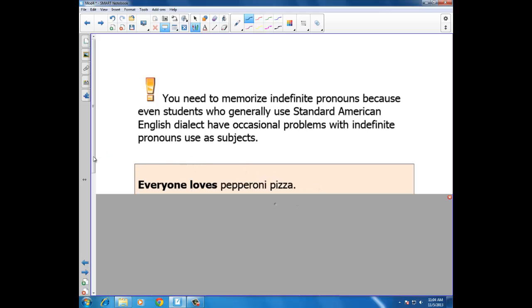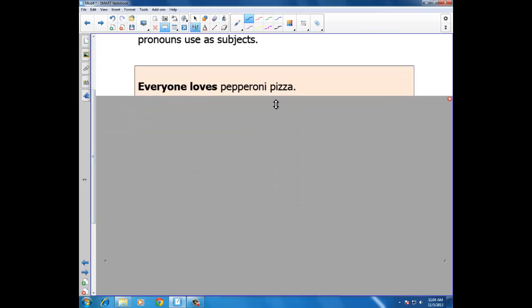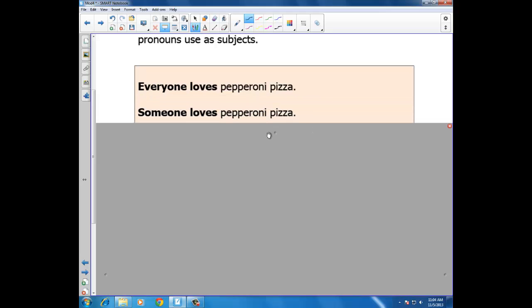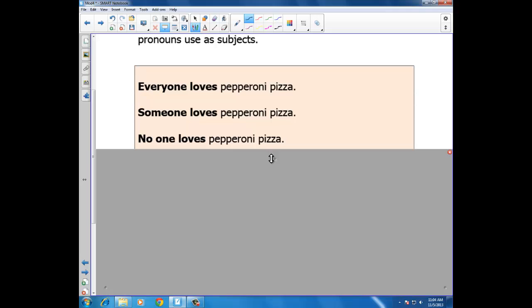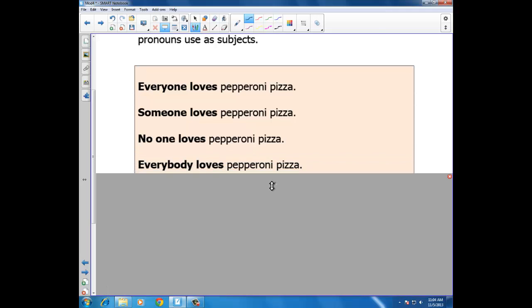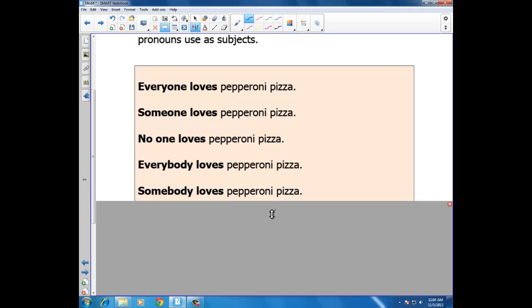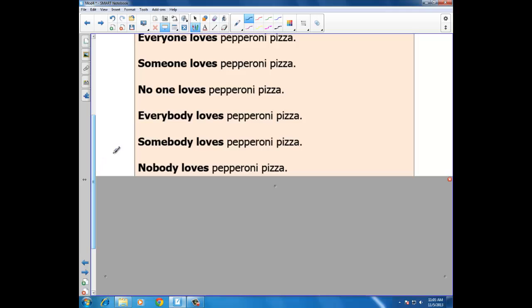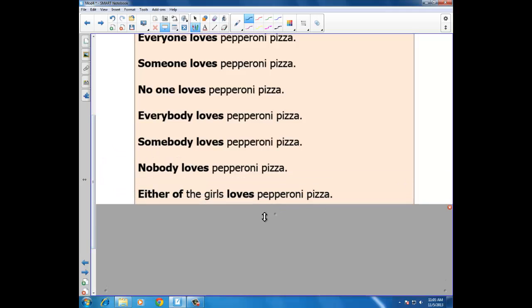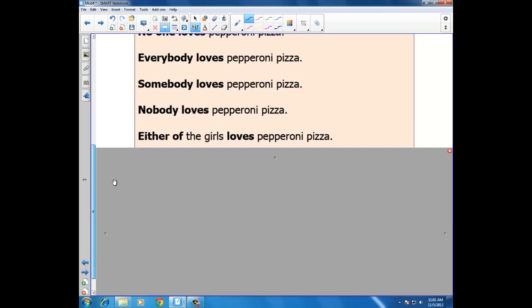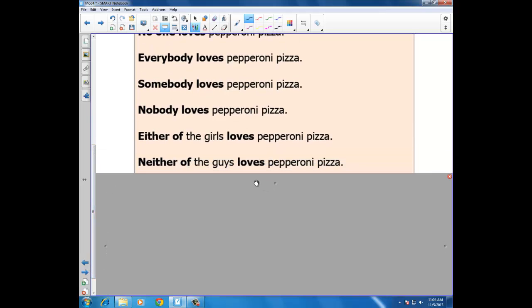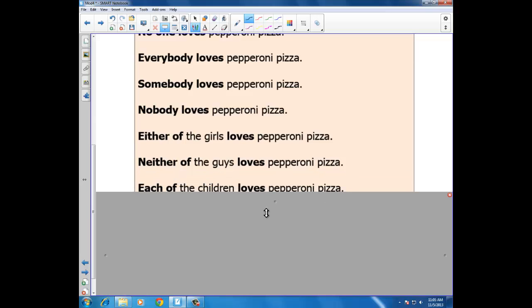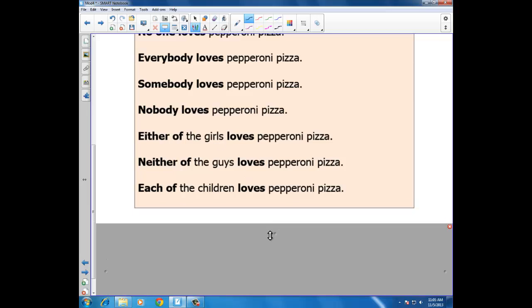Let's look at some more examples. Everyone loves pizza, pepperoni pizza. Someone loves pepperoni pizza. No one loves pepperoni pizza. Everybody loves pepperoni pizza. Somebody loves pepperoni pizza. I bet you can't say these really fast. And nobody loves pepperoni pizza. Either of the girls loves pepperoni pizza. Neither of the guys loves pepperoni pizza. Each of the children loves pepperoni pizza.